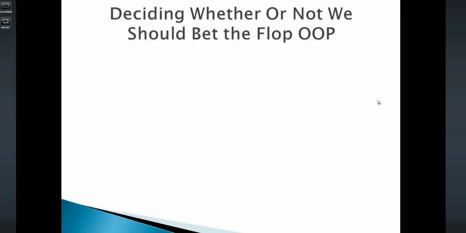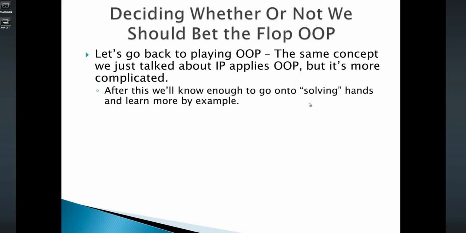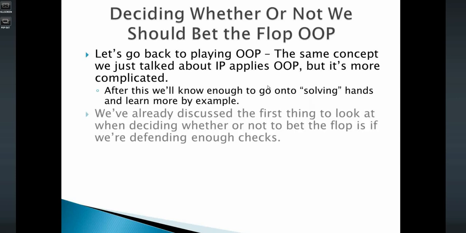So now we're going to do what we just did for in position, only we're going to do it out of position. So it's of course going to be tougher. Let's go back to playing out of position. The same concept we just talked about in position applies out of position, but it's more complicated. After this, we'll know enough to go on to solving hands and learn more by example. So a lot of people probably want to get there right now. To be honest, I kind of do too, but we need to get this stuff out of the way first.